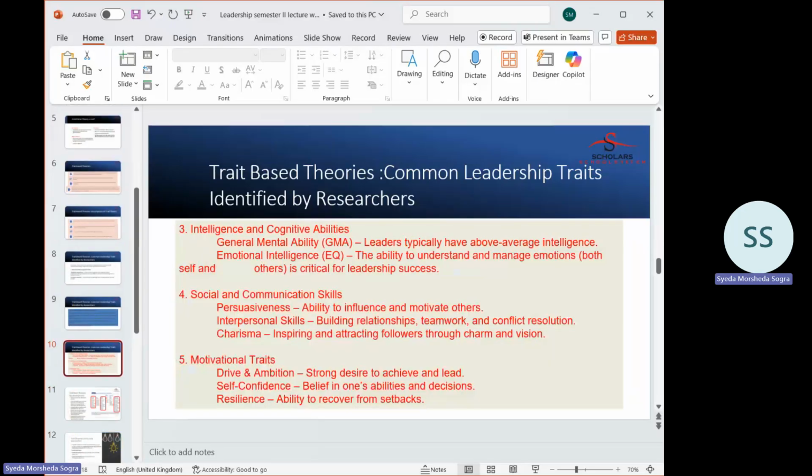If you look into the third point, intelligence and cognitive abilities, these are about high intelligence and emotional intelligence as well, and leaders understand both the problems as well as the people associated. In terms of social and communication skills, persuasion, teamwork, and relationship building matter a lot. In terms of motivational traits, a drive to achieve and to recover from challenge plays a vital role. Think of someone like Nelson Mandela: intelligent, emotionally stable, persuasive, as well as an incredibly resilient person.